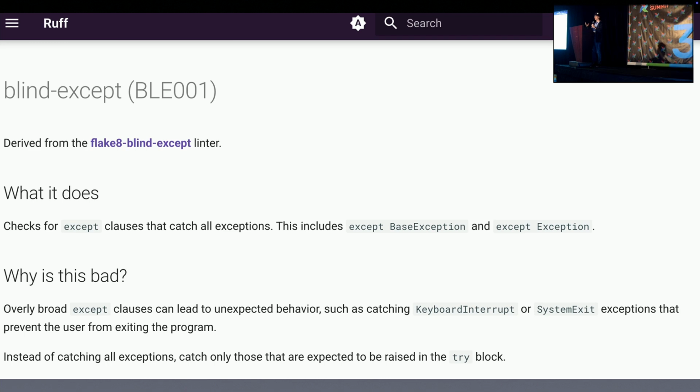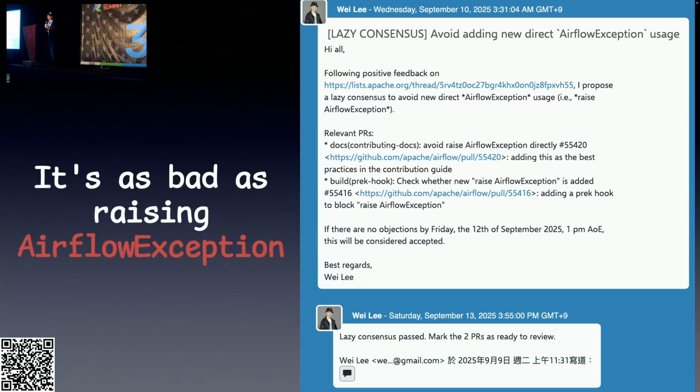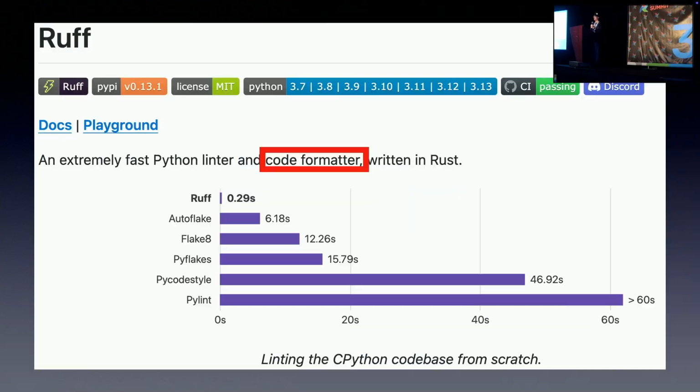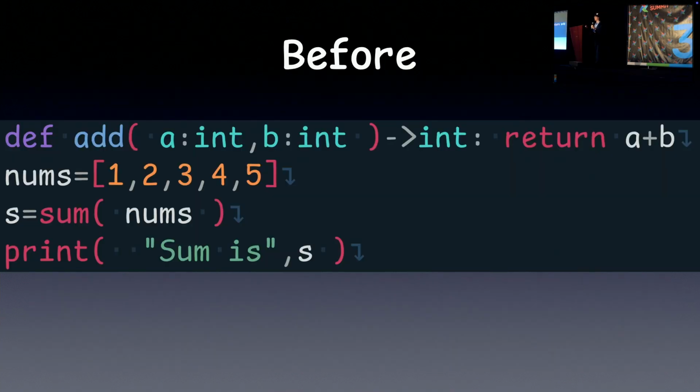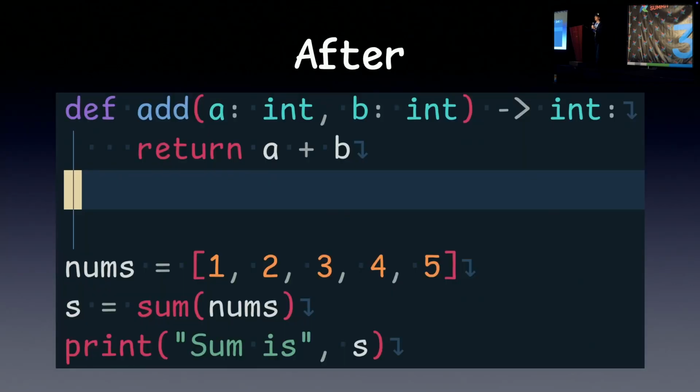If you go to the Ruff official documentation, it will tell you what each rule does and why it is a bad practice. And it's just as bad as using AirflowException. I know we still have some AirflowException in core and the Airflow providers, but we're trying to deprecate it, so don't use it if possible. And Ruff is also a good code formatter, so you don't need to fight over coding style with your colleagues anymore. Like before, this is technically Python code that works, but it's barely readable. So with Ruff, we can just format it into a more readable format.